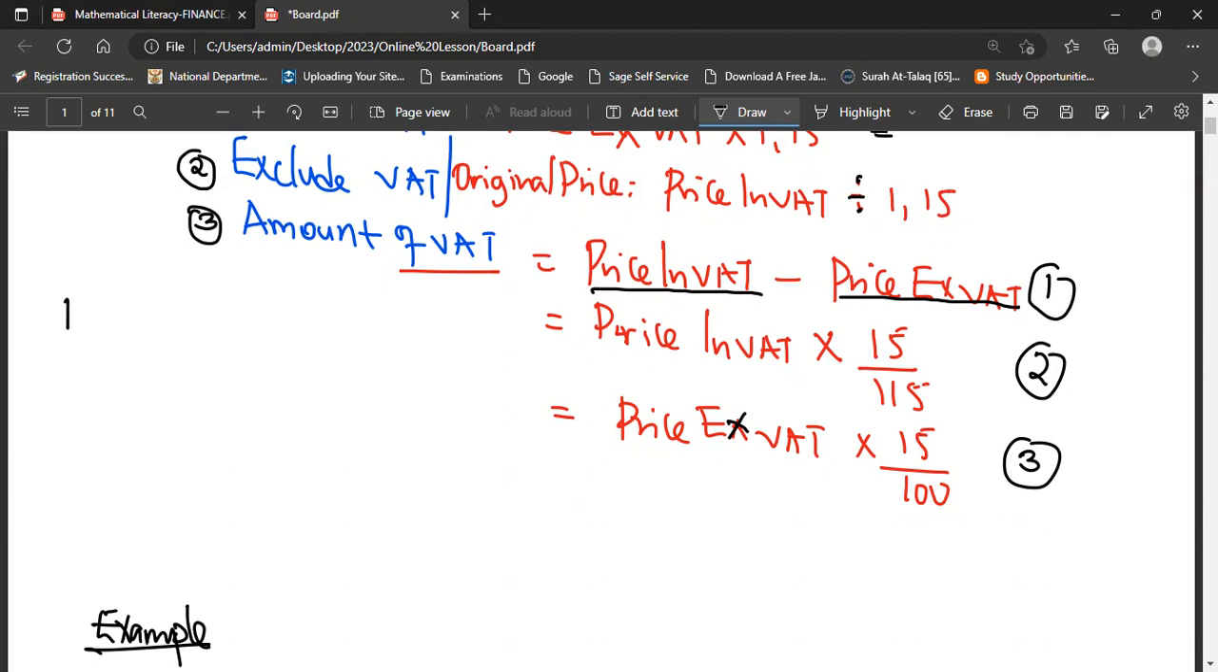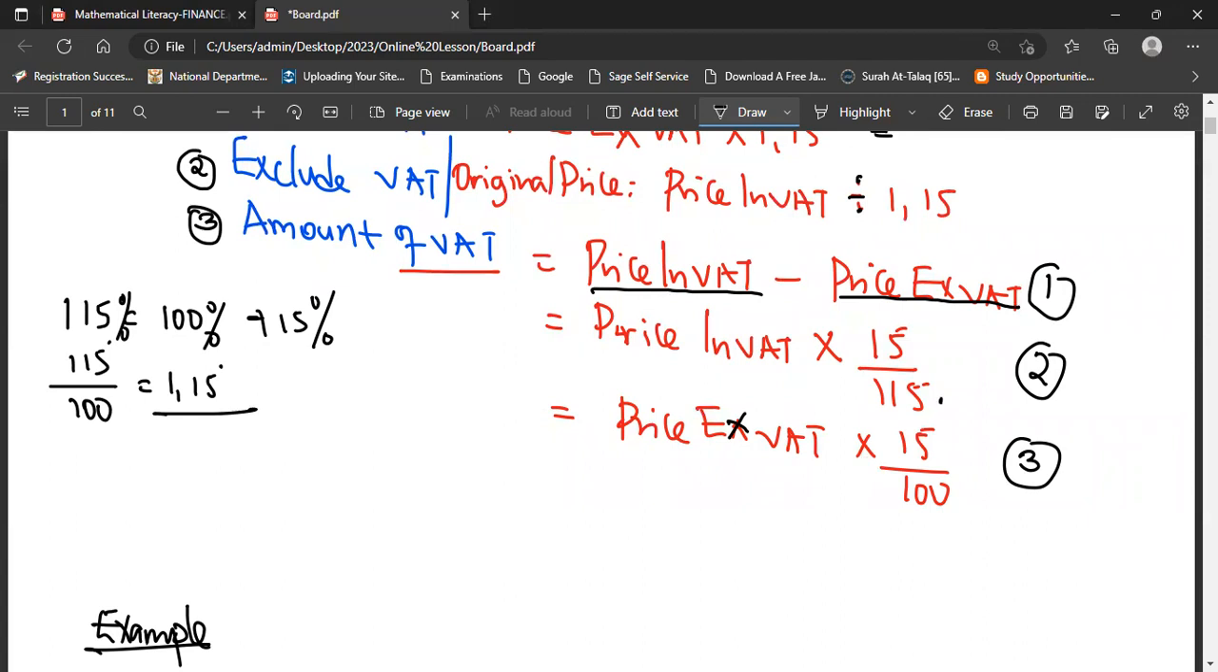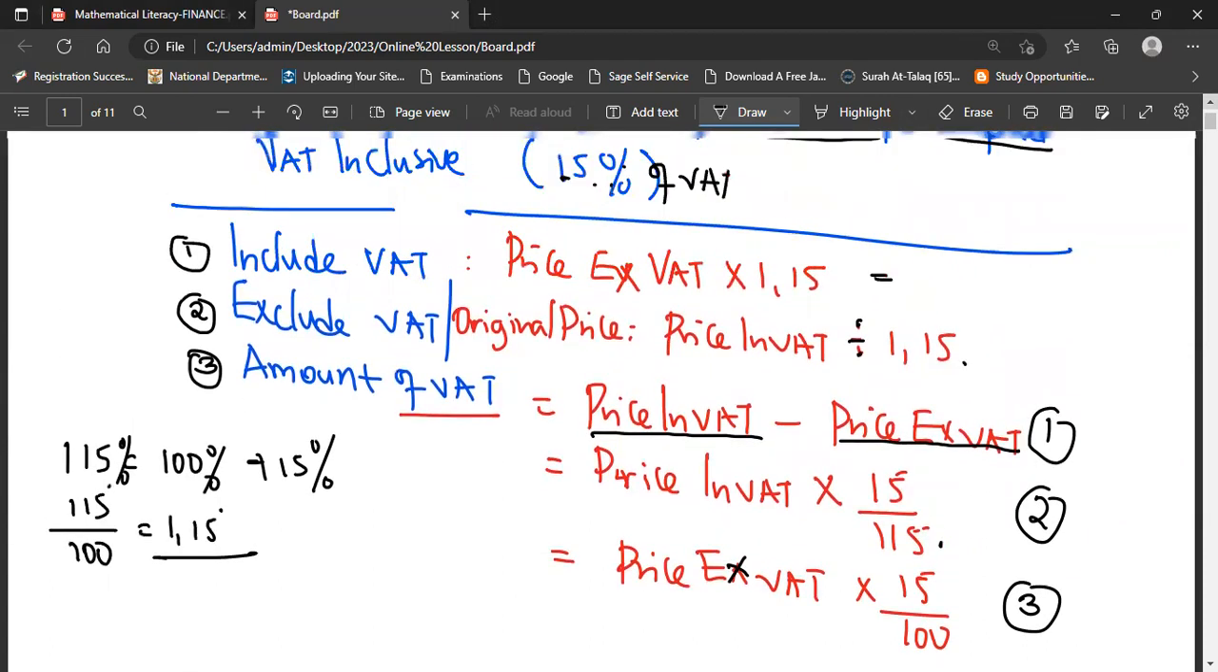How do you get the 115? We get it from the price before VAT, which is at 100%. Then we add on 15%. When you add this percentage, you get 115%. But this symbol means the number is all out of 100, which becomes 115 over 100 and becomes 1,15. That's why you see I have this number here, and also we have this one here. You see that? All right.